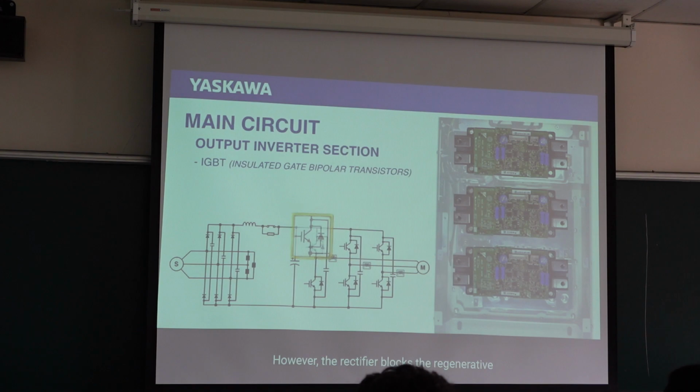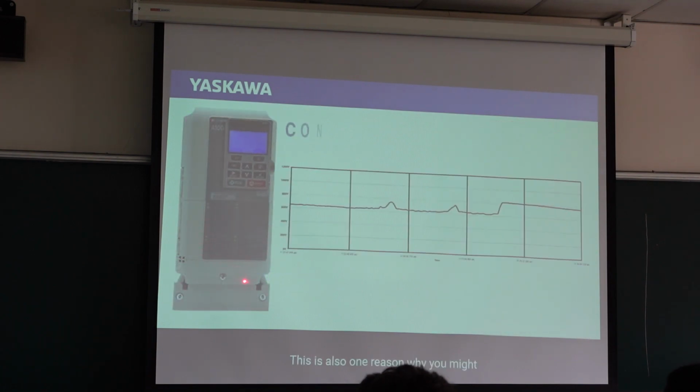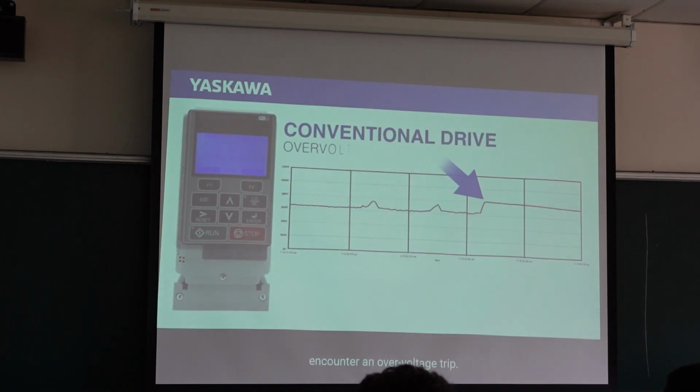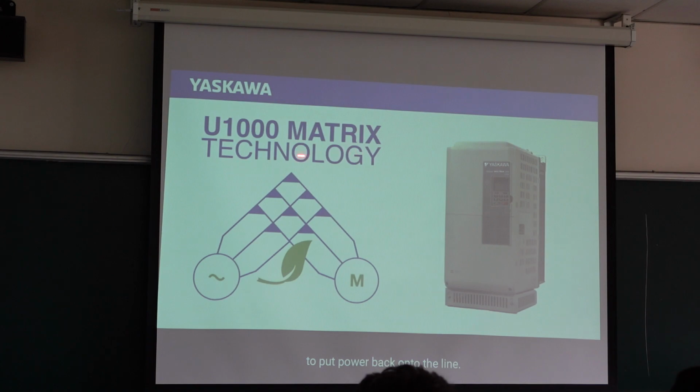However, the rectifier blocks the regenerative energy from flowing back onto the line. The energy cannot go back because of this rectifier blockade. This is also one reason why you might encounter an over-voltage trip. Yaskawa does offer systems that have the ability to put power back onto the line. Matrix converters use a different AC to AC drive.